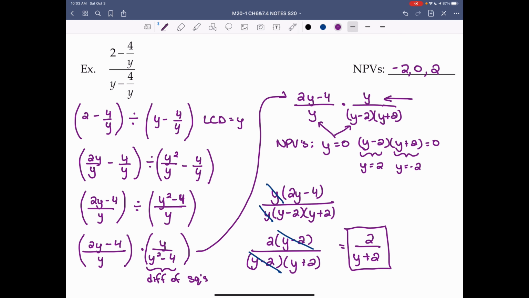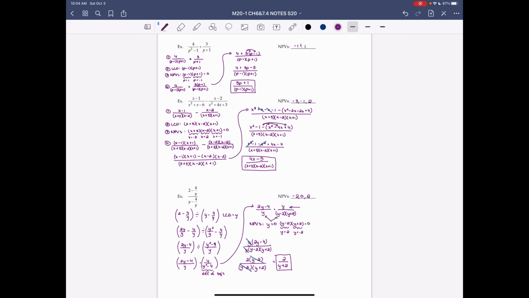That brings us to the end of Chapter 6, Lesson 3.